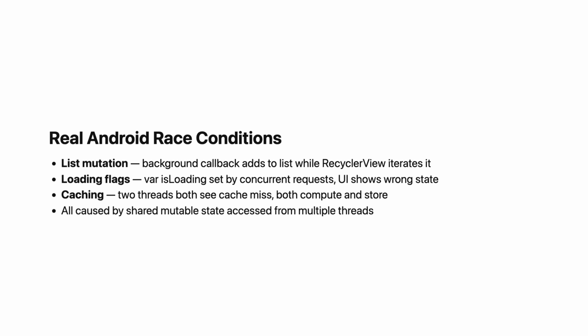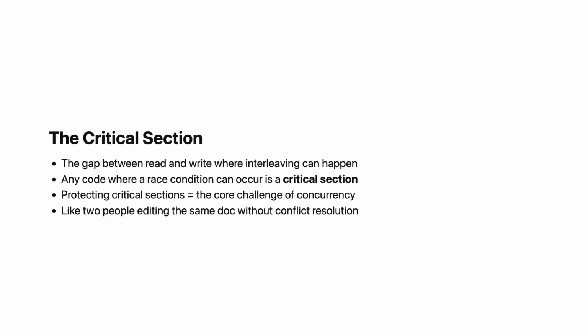Your cache checks if a value exists, and if not, computes it and stores it. Two threads both check at the same time, both see the cache is empty, both compute the value, and both write. You have wasted work and might have stored inconsistent data.